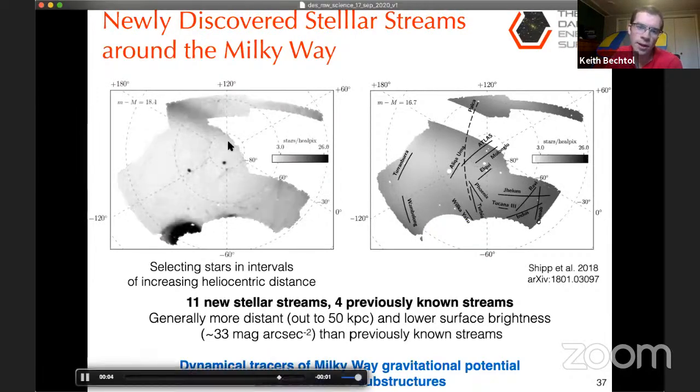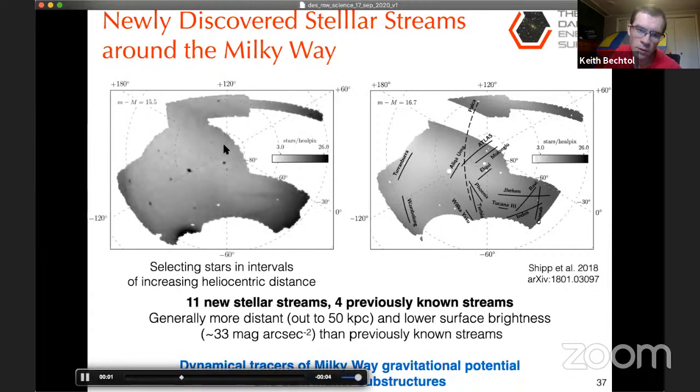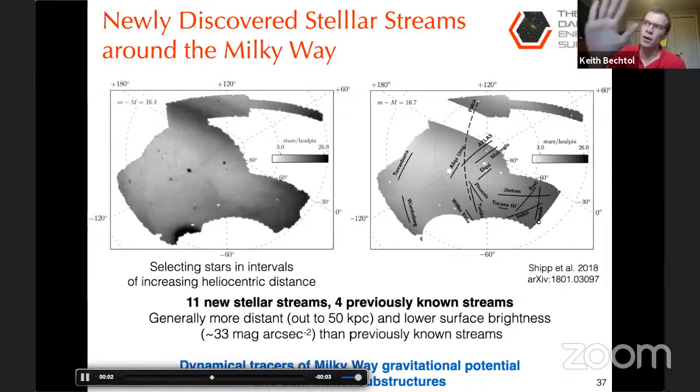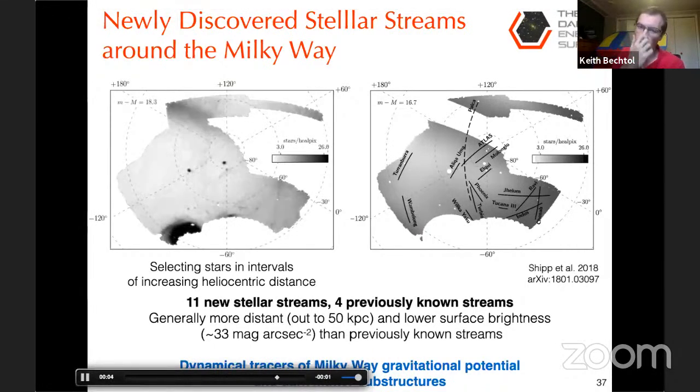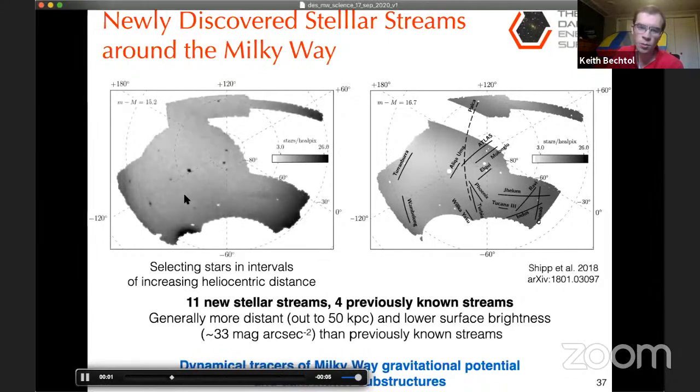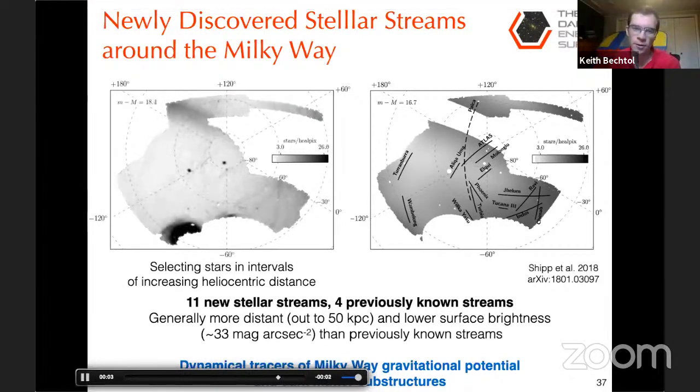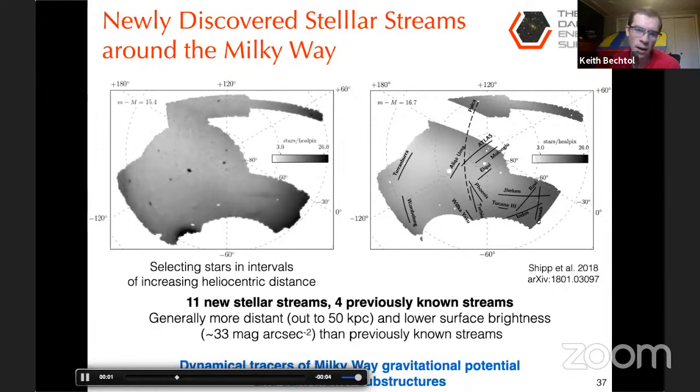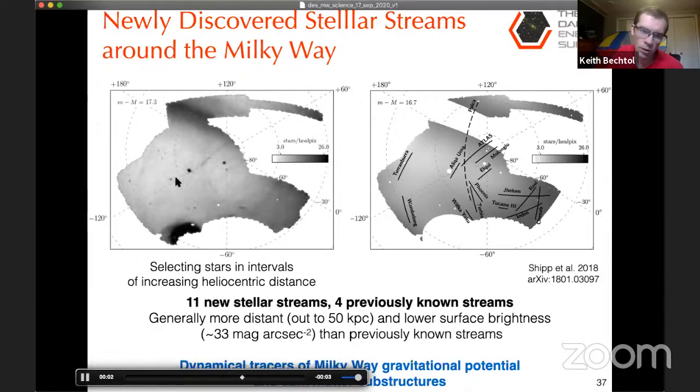This is shown in the movie in the left-hand panel, where each frame of this movie is shifting that isochrone filter further out into the halo of the Milky Way. And you can see that as you're moving through these distance slices, these stellar streams visibly appear as arcs and linear features in the map. You can also see individual globular clusters and dwarf galaxies appearing in this map.